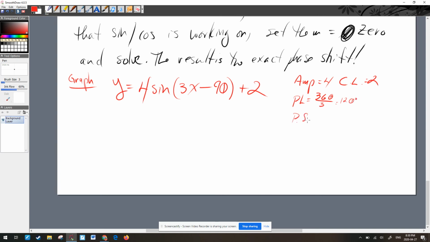Phase shift. Phase shift is the one that causes kids the most grief. What we're going to do is we're going to take that set of brackets, set it equal to 0. So 3x minus 90 equals 0, and then we're going to solve. I'm going to move the 90 over. It's going to become positive. So we're going to have 3x equals 90. I'm going to divide by 3. I'm going to divide by 3. And we're going to get that x is equal to 30 degrees again. So that right there is the phase shift. So let's put all of these pieces together. Here we go.